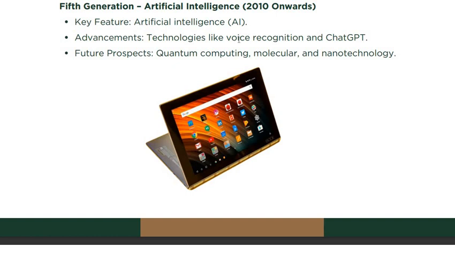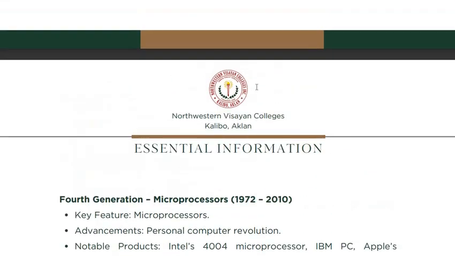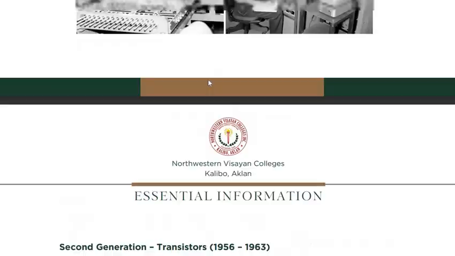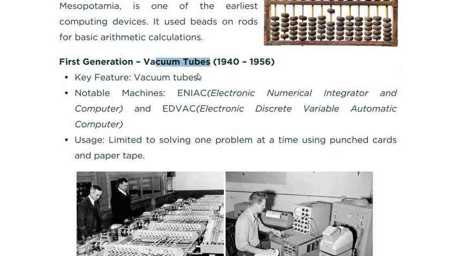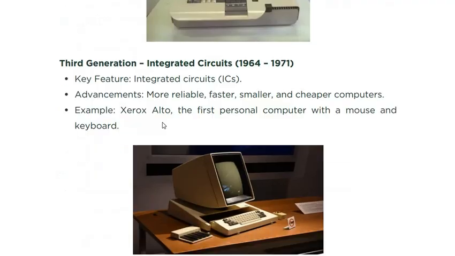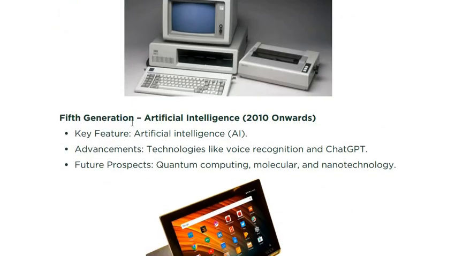Okay, so that is the fifth generation. Then let's recap. First generation, we have vacuum tubes. Then for the second generation, transistors. Then for the third generation, the integrated circuit. Then fourth generation, microprocessor. Then the last one is artificial intelligence.